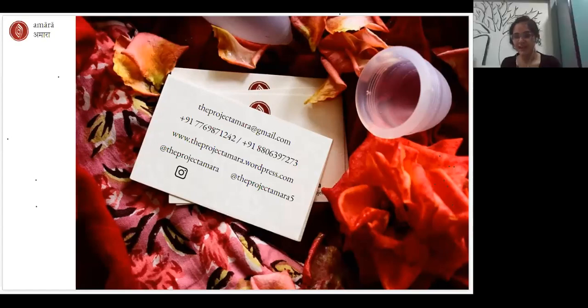I just want to highlight one thing that Anjali said. I think this should be done for all menstruators. Please visit your gynecologist at least as a checkup once in a while. I know a lot of us don't go to any sort of doctors unless we have a problem. So it is very good to go and get yourself checked.